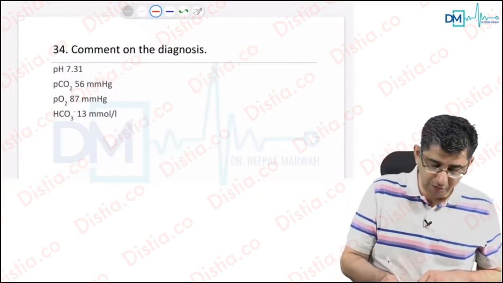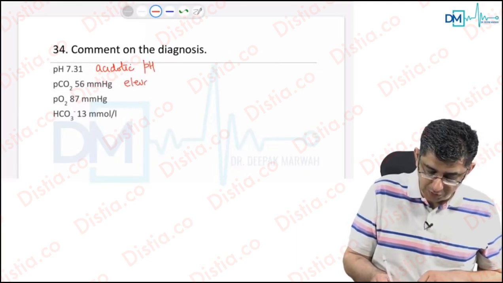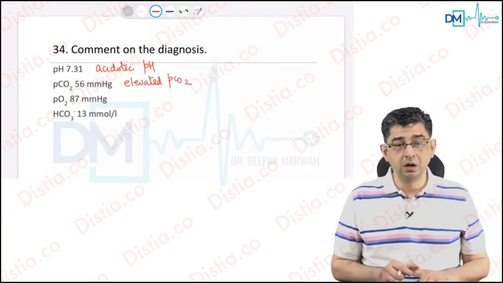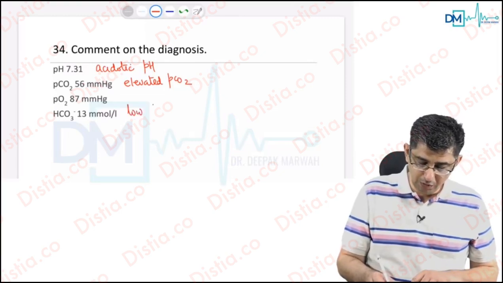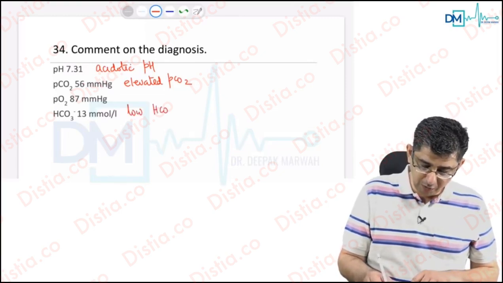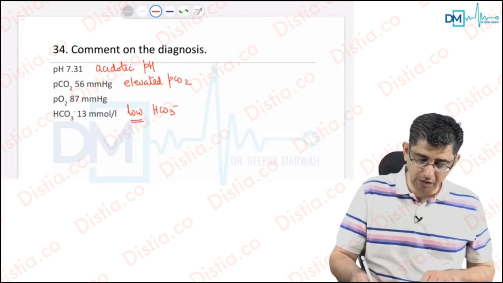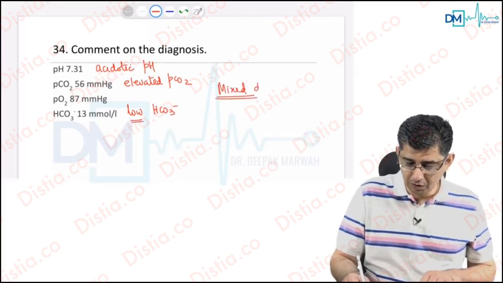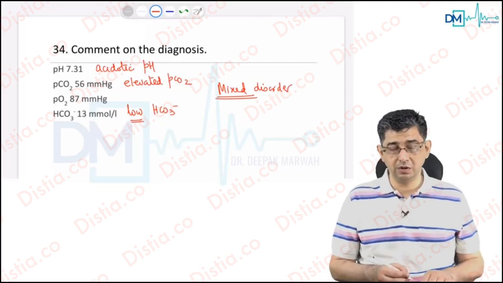In the next question, you are having an acidotic pH. There is an elevated PCO2 in the patient, so probably the respiratory component is kicking in. The bicarbonate value of this patient is low. As you can see, the value of bicarbonate should be increasing. Here it is low, so I'll say this is again a mixed disorder. This guy is having a combination of metabolic acidosis with respiratory acidosis.